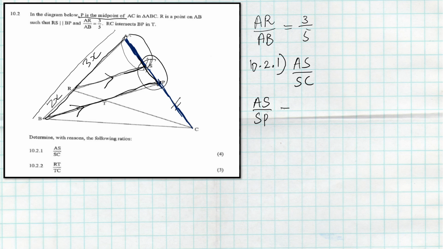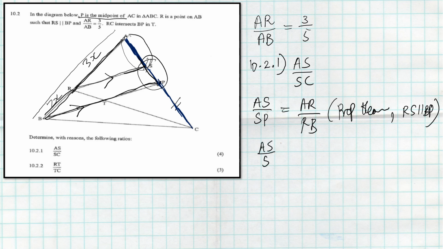AS over SP will be equal to what? AR over RB. So by the proportionality theorem, and also because we know that RS is parallel to BP. Okay, so we can substitute now. AS over SP is AR over RB. What is our AR? It is 3x. What is our RB? It is 2x. Okay, they will cancel out each other, x and x, and we will be left with 3 over 2.